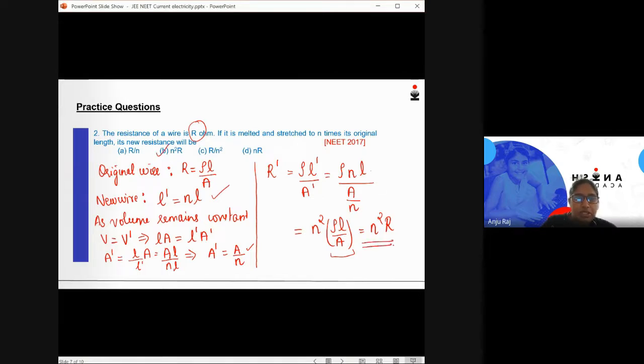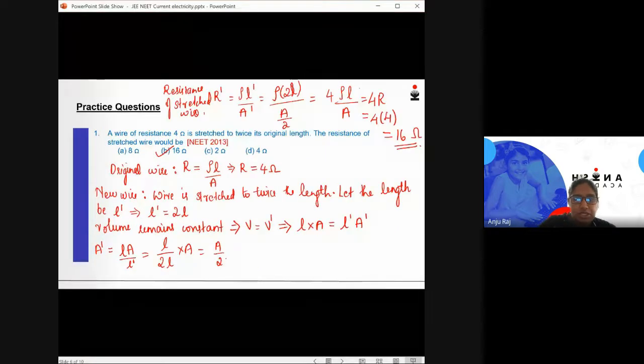That will be the option B. I hope it's clear. The previous question also, you got the similar procedure only. It was stretched twice its original length.